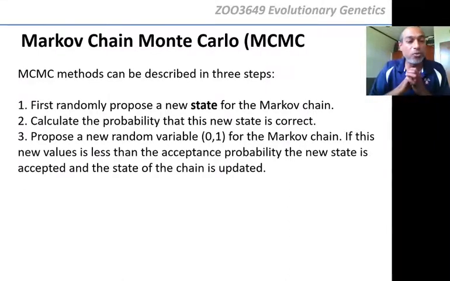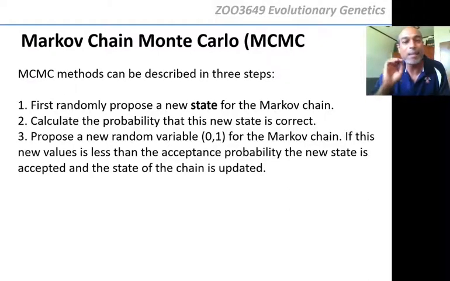So if this new value is less than what we call the acceptance probability, the new state is accepted and the state of the chain is updated. In other words, if the Markov chain calculates a value, proposes a new state, and the new state has a higher likelihood, then the Markov chain moves to that state and forgets about the state it was at before.